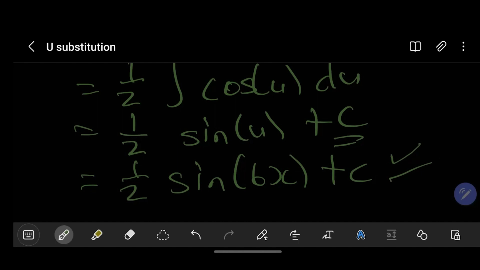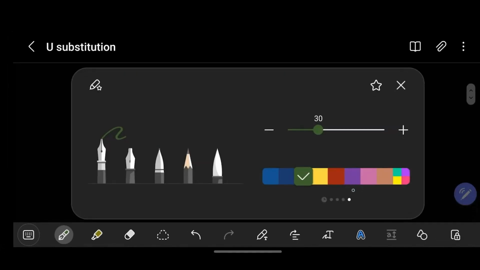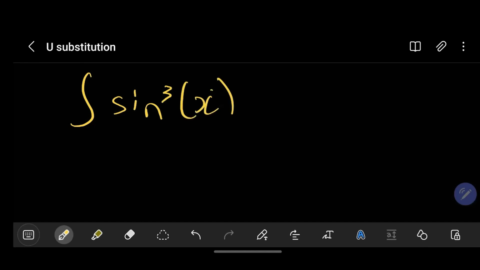Okay, let's do one more, or the last one for trigs. So let's do an example. Let's say we have the integral of sine cubed x cos x dx. Okay, so what do you think we would make u in this case?